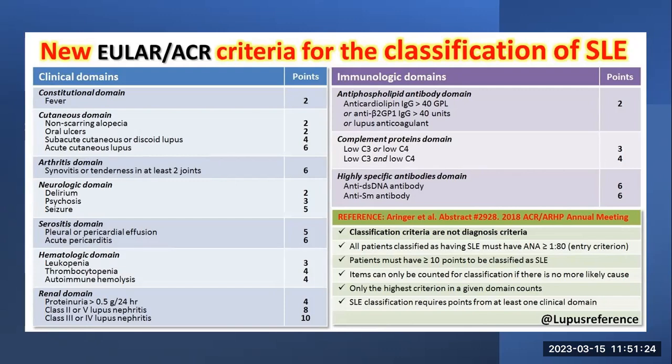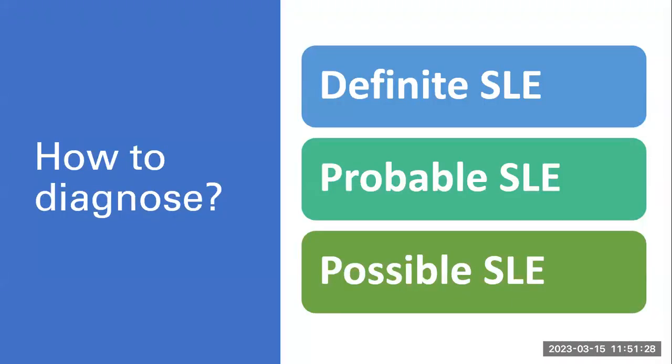When the definite criteria are present, you can classify the patient as definite SLE. But what if they don't meet the criteria, but have most of the features? Then you go with probable SLE. And if the patient comes with a few clinical features suggestive of SLE, and it might be an evolving disease, then you think the patient has possible SLE and start the treatment.